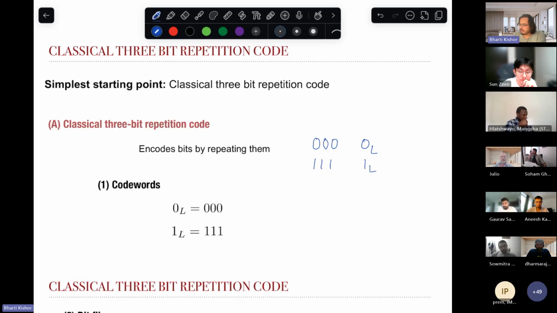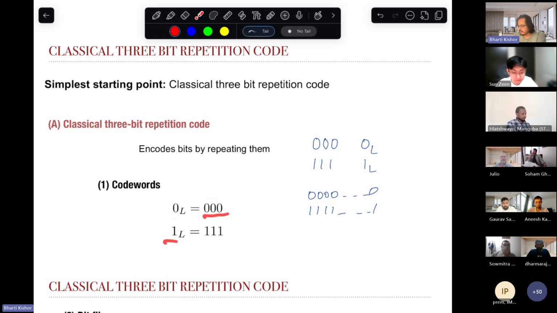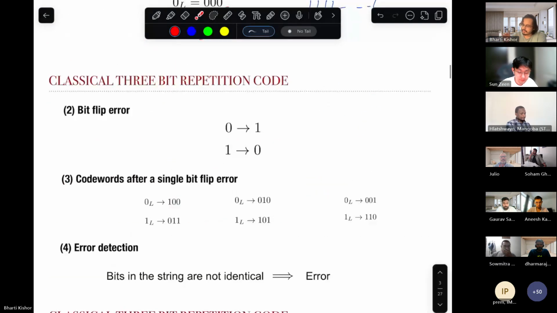If it was a 4-bit repetition code, then you would have repeated it 4 times, and so on. In that spirit, if it was an n-bit repetition code, then you repeat it n times. That's why it's called a repetition code. You just repeat, and that's how you encode bits. So these are your code words: 0 logical, which is 000, and 1 logical, which is 111. Okay. But why are we doing all this?